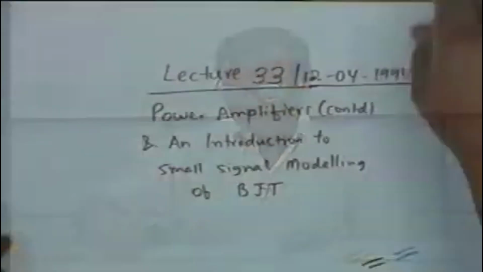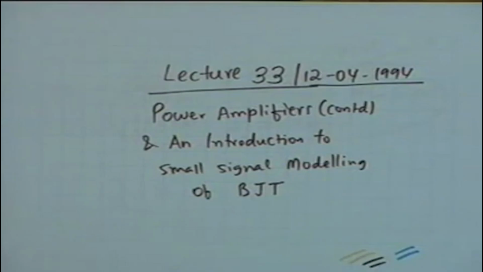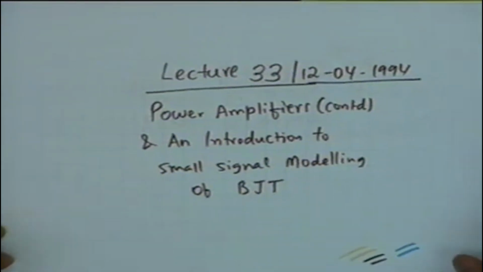33rd lecture, and we continue our discussion on power amplifiers, and if time permits we introduce the small signal model of the bipolar junction transistor, the BJT.